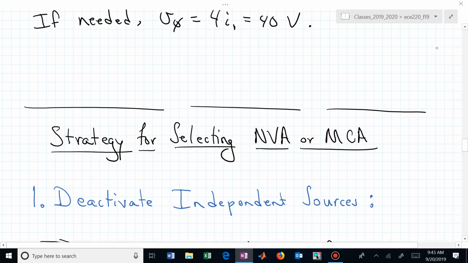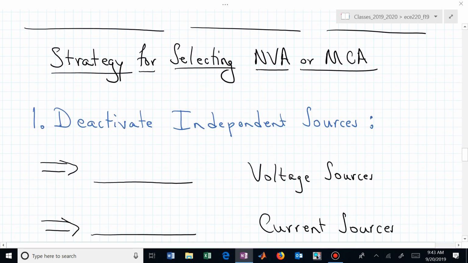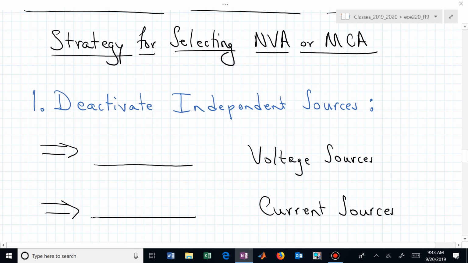Is there maybe a little bit of a strategy for selecting node voltage or mesh current analysis? Well, here's kind of a 3-step process. Step 1, deactivate all of your independent sources. What do I mean? Set them to 0. I want to zero out my independent sources.